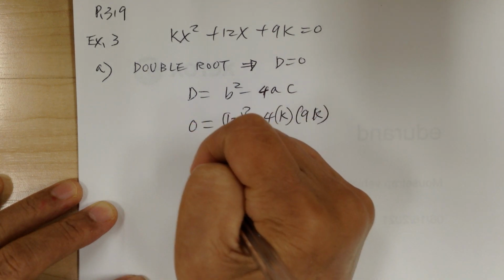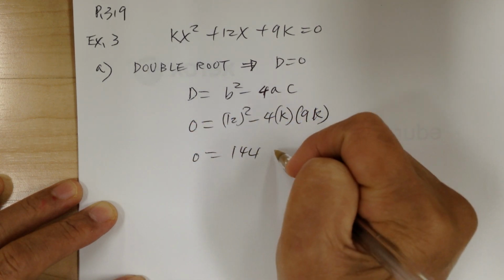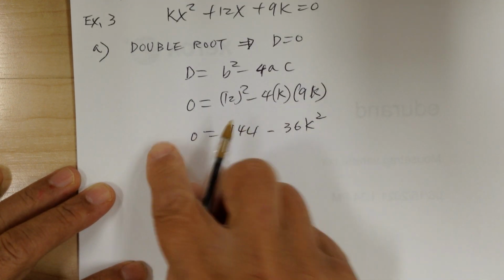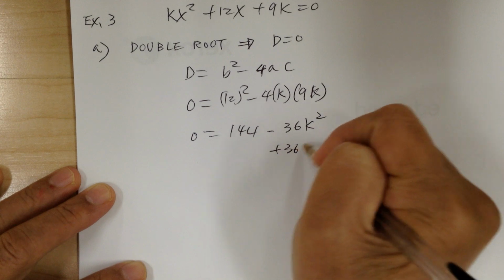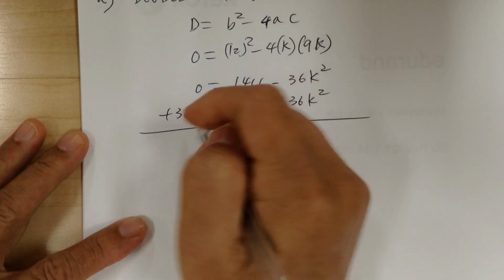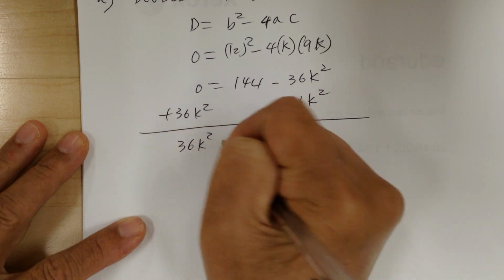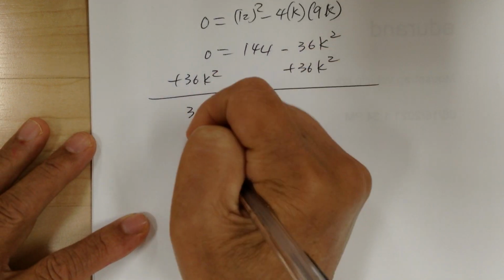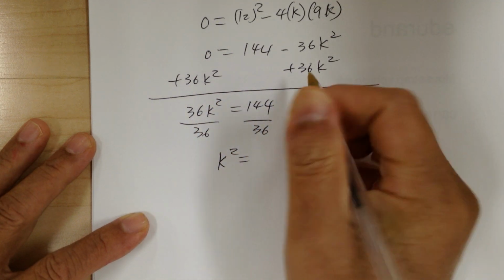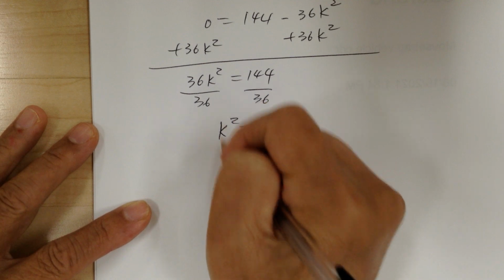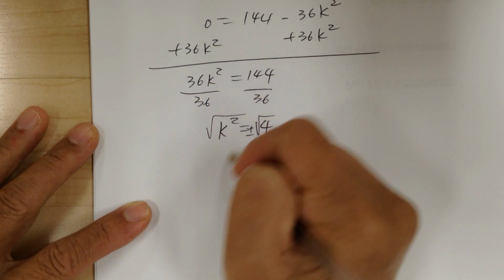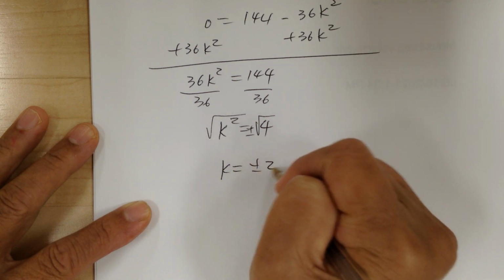So you've got 0 equal to 144 minus 36k squared. I'm going to move this over, so plus 36k squared on both sides. So you've got 36k squared equal to 144. To solve, you divide by 36, so you've got k squared equal to 4. And take the square root, so you're going to have k equal to plus or minus 2.